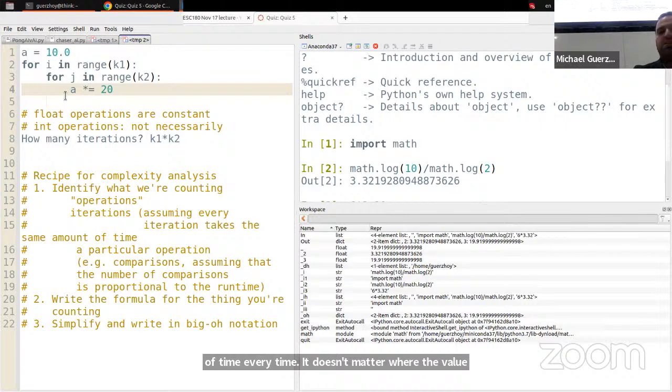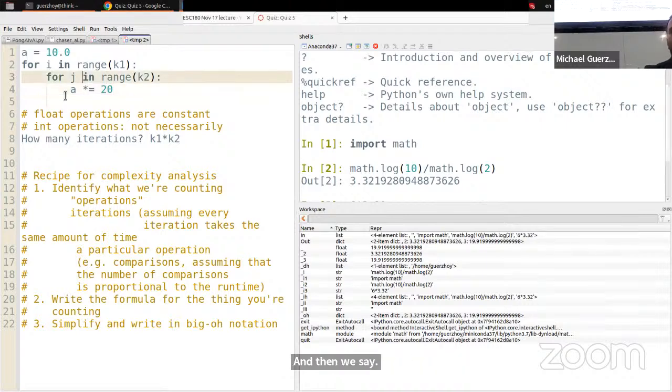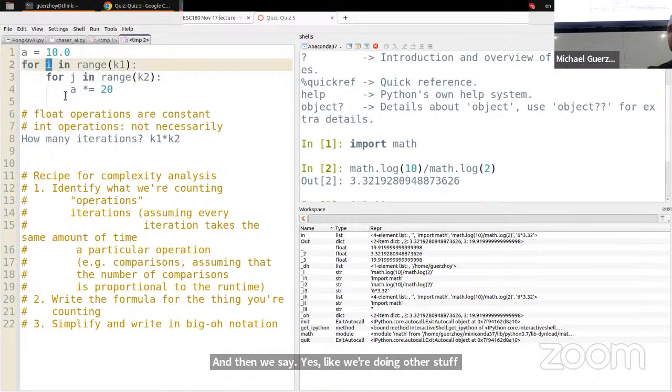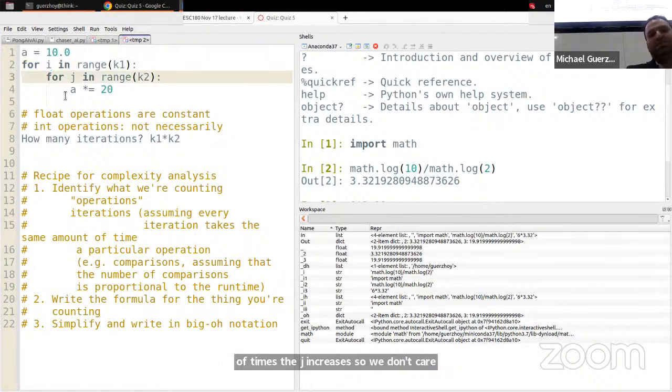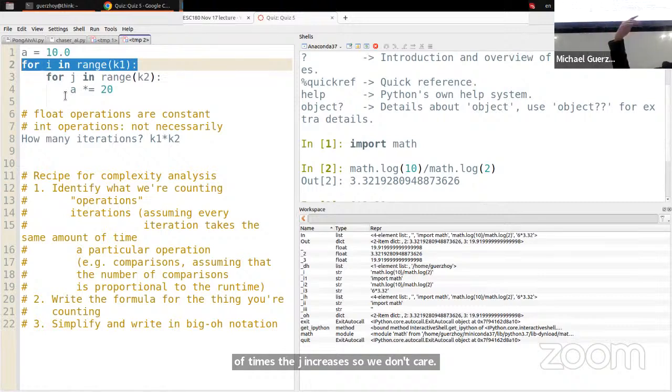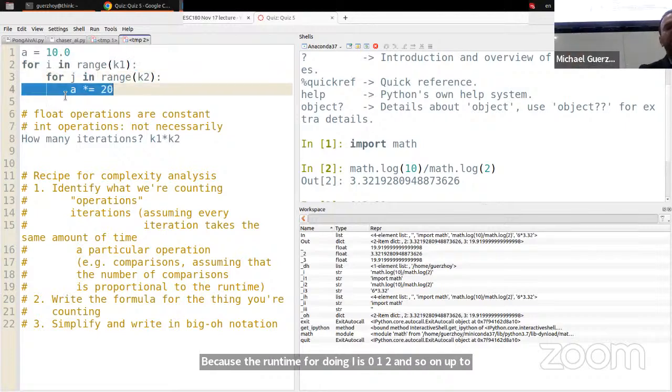And then we say, yes, we're doing other stuff here. So j keeps increasing and i keeps increasing. But really, the number of times that j increases is the same number of times that we multiply. And yes, i sometimes increases, but the number of times that i increases is much smaller than the number of times that j increases, so we don't care. Because i goes 0, 1, 2, and so on up to K1 minus 1. Well, that just happens K1 times. On the other hand, this thing happens K1 times K2 times, so always much larger.